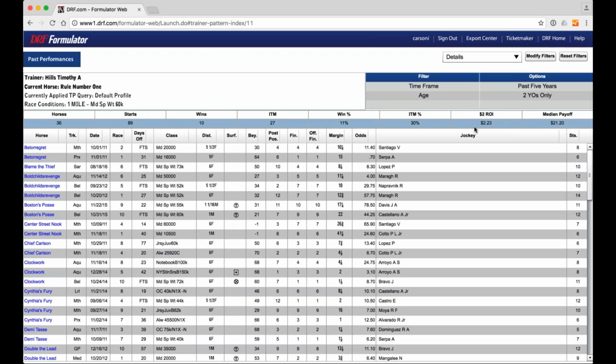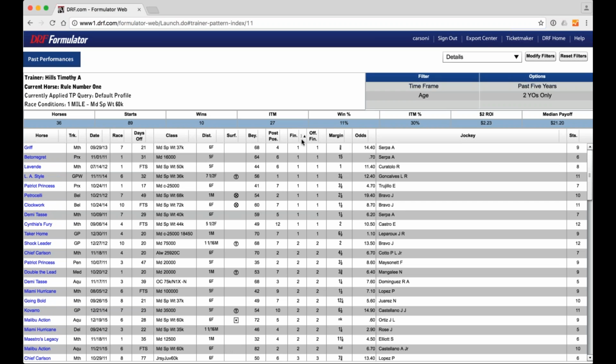And when I look at that, I see, hey, for the last 5 years, he's got a 223 ROI, and he's winning at 11%. It just so happens that he hasn't hit with any 2-year-olds for the last year and 3/4. So to me, the 0 for 19 is statistically insignificant because historically he's actually done well. It's just he hasn't hit with a 2-year-old in the last 2 years.